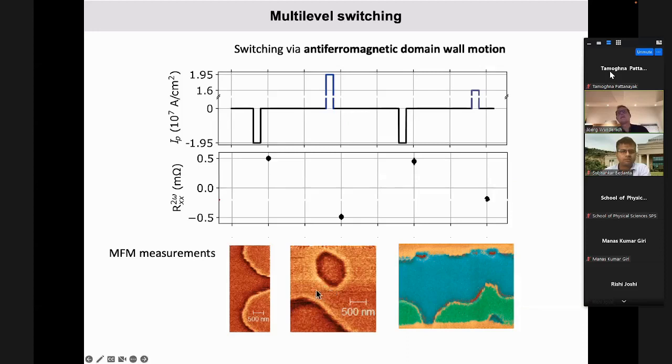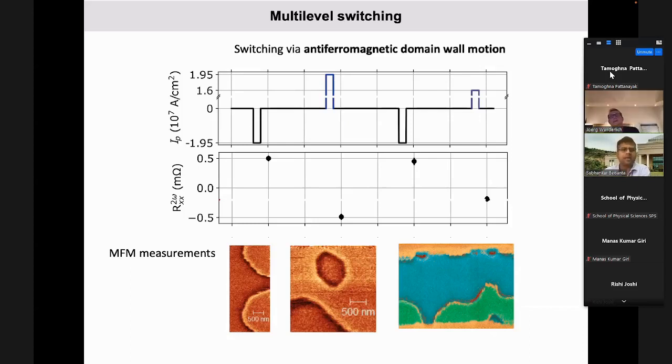But in principle, the structure all over the place is fully antiferromagnetically coupled. Okay, thank you. So that means they are kind of 180-degree domain walls. Yes, these are 180-degree domain walls. That's why also 180-degree switching.